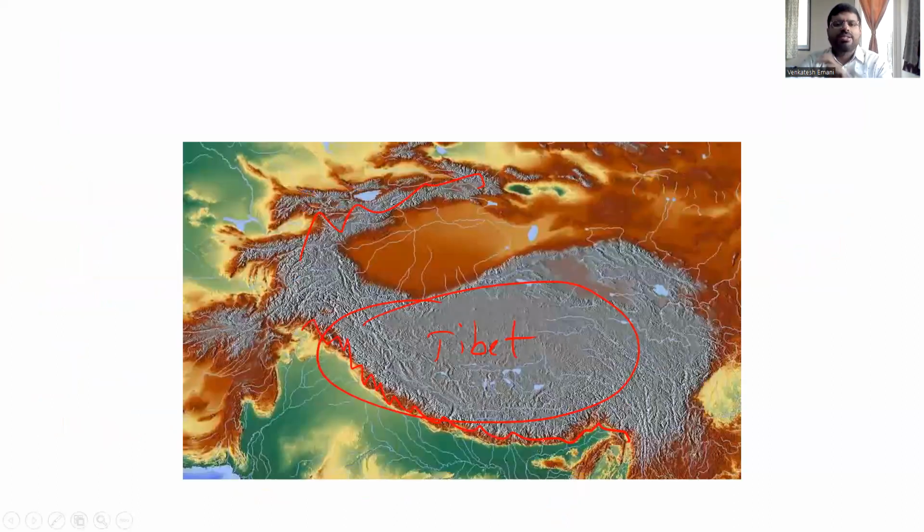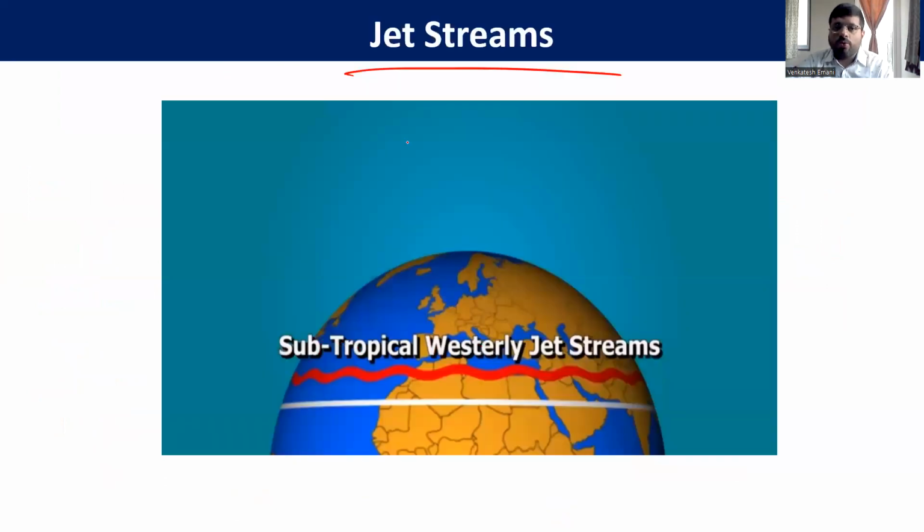Then came something called jet streams. Now we all know jet streams. First of all, jet streams means it is neither a jet nor a stream. We all know it. These are fast moving wind systems.